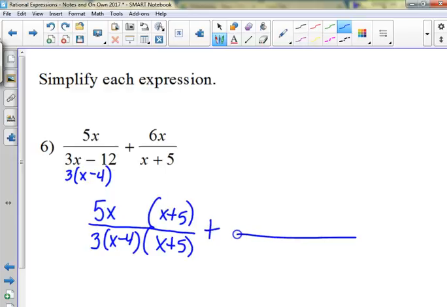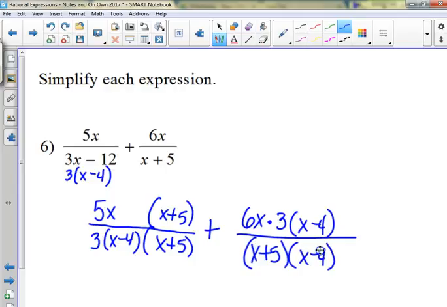And this one has a 6x, but it's going to need to multiply by a what? 3 and an x minus 4, or you could have left it 3x minus 12. It doesn't matter. I'm writing the 3 out front. Okay.